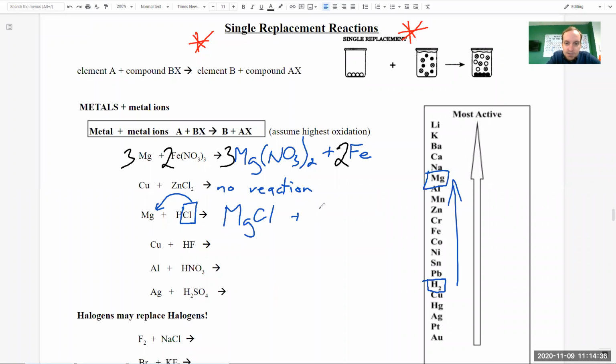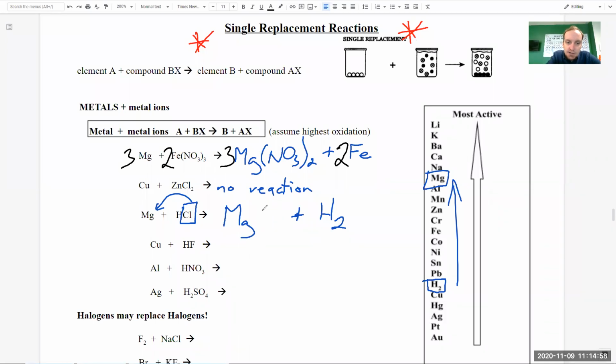MgCl plus H. H is one of the Brinkelhoff 7 diatomic elements. Our magnesium, of course, is a +2 because it's a column 2. Chlorine is a -1. So when I cross those down, it's going to be MgCl2. MgCl2 is the correct formula for magnesium chloride.